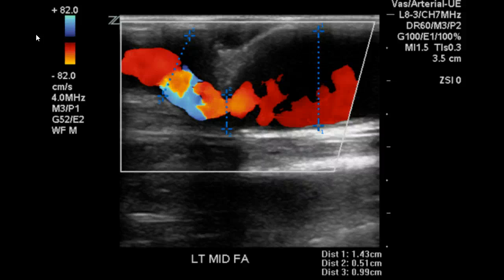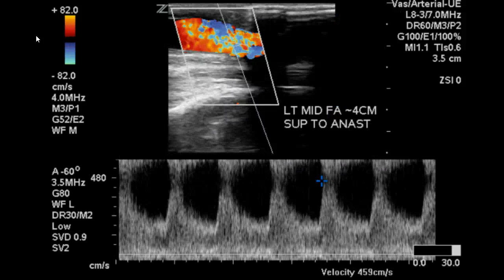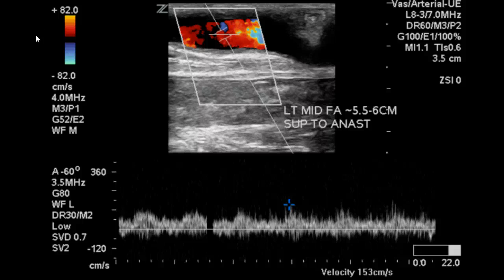And then beyond that focal site, there is a deterioration of the waveform, suggesting that the focal stenosis is flow limiting for this fistula. So that would be your final impression.